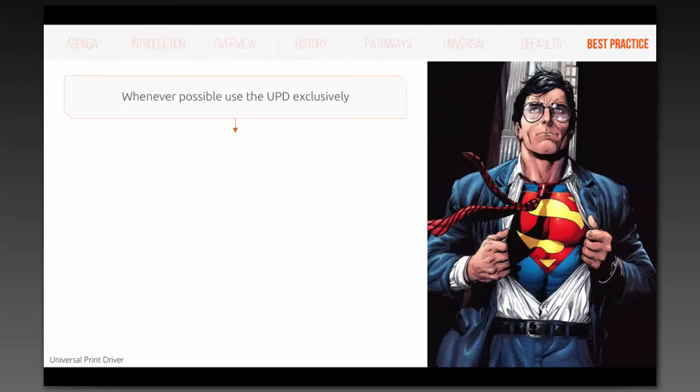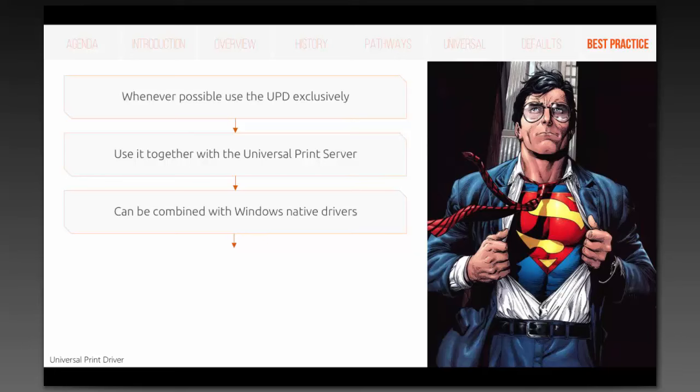Now, whenever possible, you would like to use the UPD exclusively, of course, because then you would only have one driver, nothing more. But in most cases, you would want to use it combined with some of the Windows native drivers to be able to make use of some of the advanced printing features, because it does support some advanced features, but well, not much, as we've seen in one of the previous slides. It can be used together with the Universal Print Server, of course, as we'll see in just a minute. And for example, like I mentioned, you could configure it to try the native Windows drivers first, if available. If not, then use the UPD, for example, or vice versa.